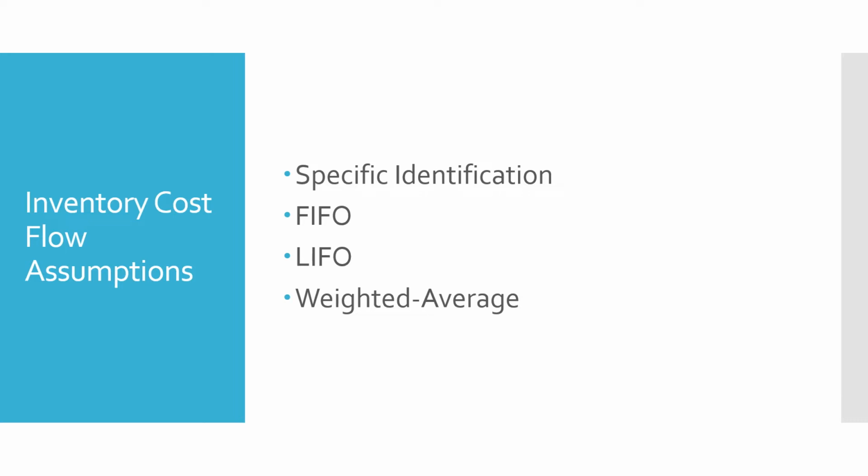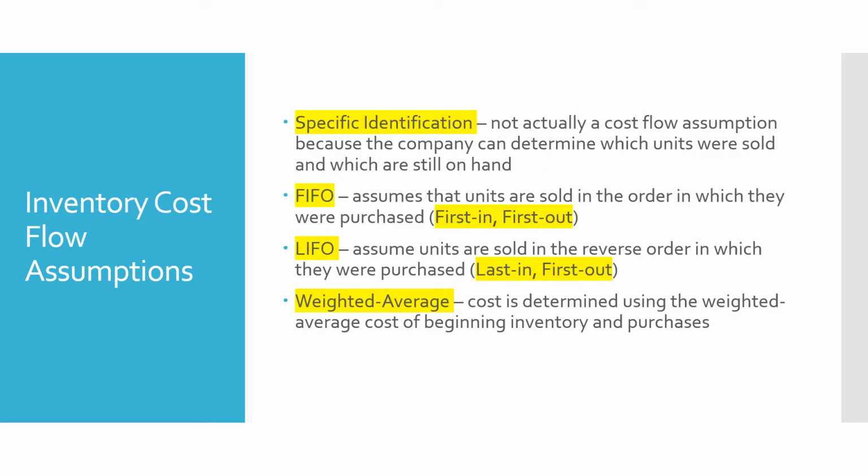The four that we're going to consider here are specific identification, FIFO, which stands for first in, first out, LIFO, which stands for last in, first out, and weighted average. Specific identification is not really a cost flow assumption because the company can determine which units were sold and which units are still on hand. FIFO, LIFO, and weighted average are assumptions because we're making an assumption about the order in which units are sold.